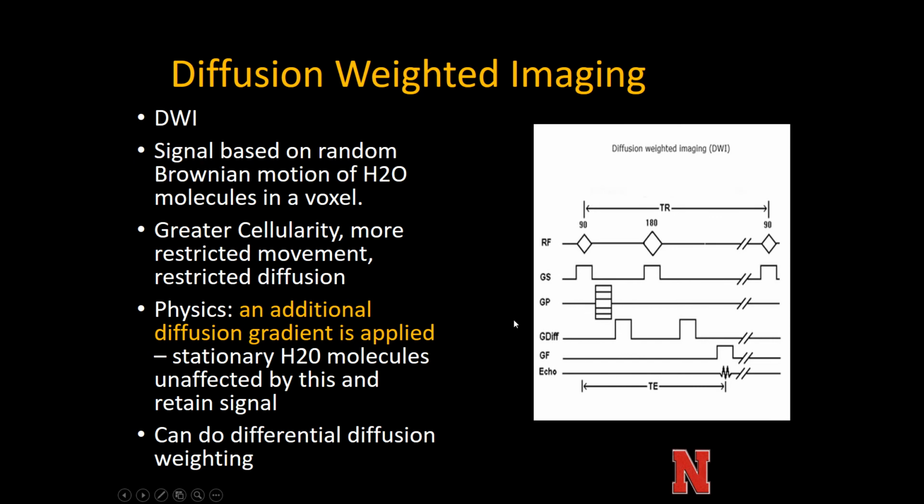Stationary water molecules tend to be unaffected by this and retain their signal. So only things that are kind of compact are affected. Things that are affected by this tend to be things that are really compact, cellular, tight in a box. And you can do differential diffusion weighted imaging.